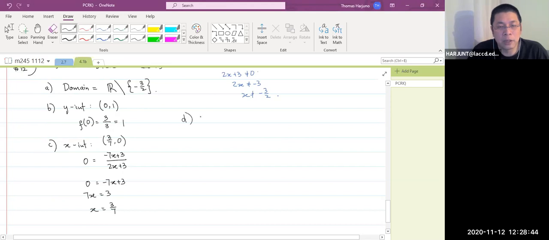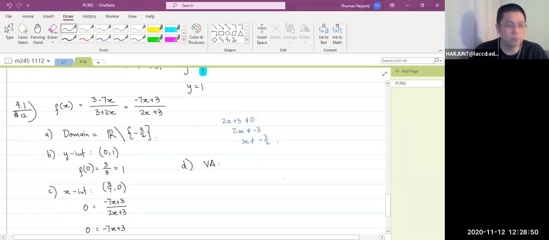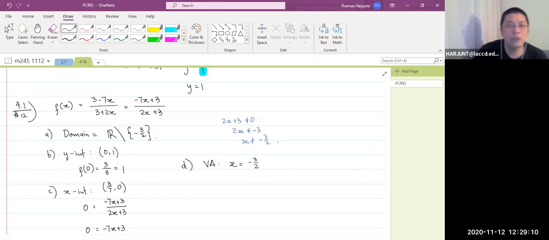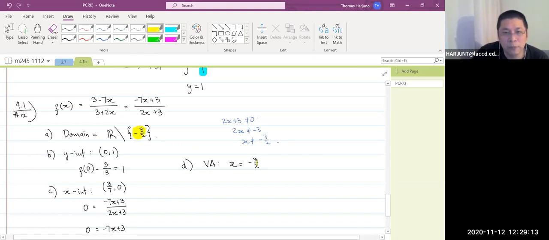Now part D, how about the vertical asymptote? That function is already in simplified form, nothing more to cancel. So the vertical asymptote will be x equals the zero of the denominator, negative 3/2, which happens to be the same as this. Actually, a vertical asymptote must be part of the numbers you exclude from the domain. But there's a chance that you have some excluded number that does not become a vertical asymptote. It's possible. If it doesn't become a vertical asymptote, then it becomes a hole.